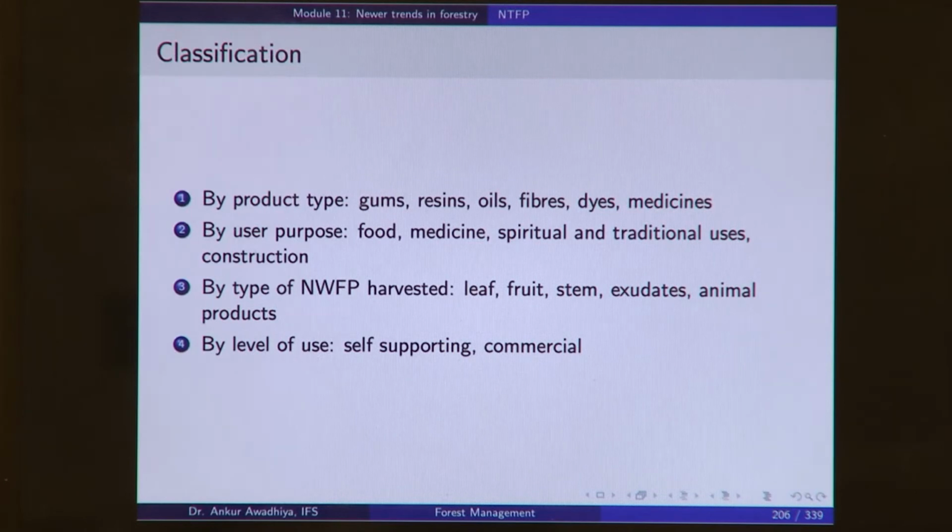The classification of NTFPs is done on the basis of the product, whether they are gums, resins, oils, fibers, dyes, medicines; by user purpose: food, medicine, spiritual and traditional uses, construction materials; by the type of NTFP that is harvested: leaf, fruit, stem, exudates, animal products; or by the level of use, whether it is being used in a self-supporting or sustainable manner or in a commercial manner.